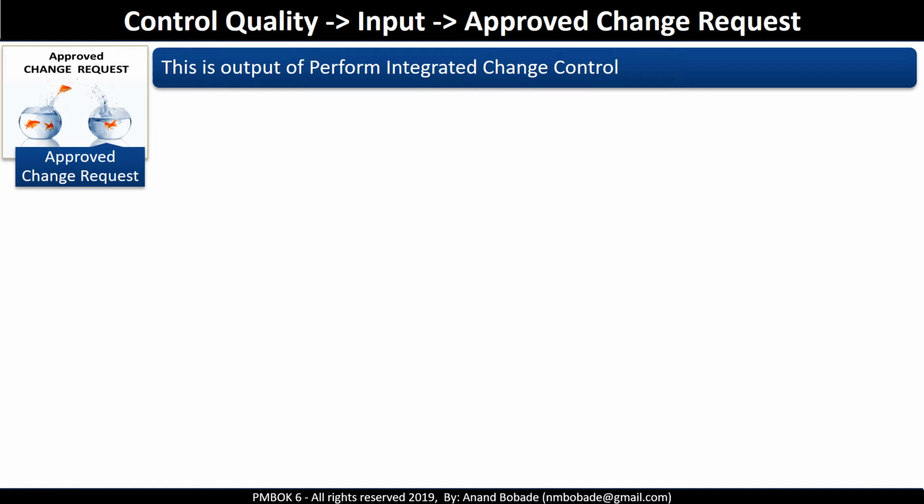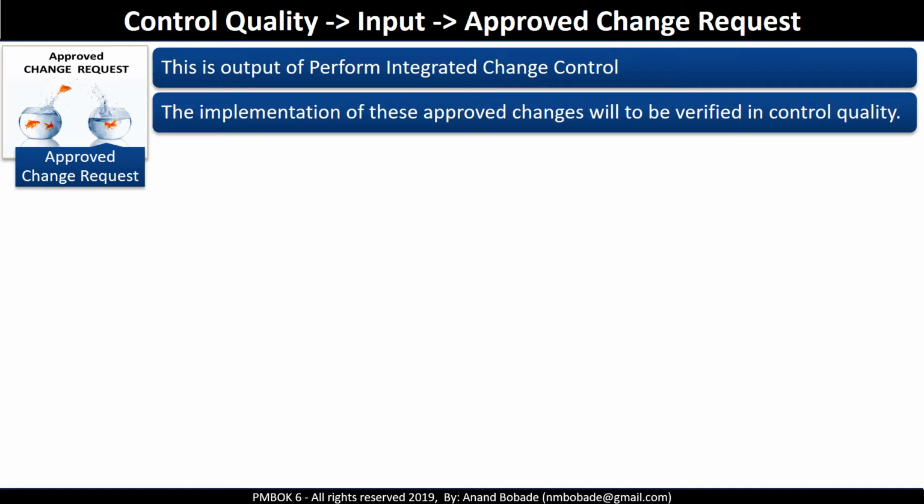These change requests are evaluated in the perform integrated change control process, and once they are approved, then modification will be done on the project in the area of quality control. In this case, it's a defect repair. So the implementation of these approved changes, in this case defect fixes, will be verified in the current process.